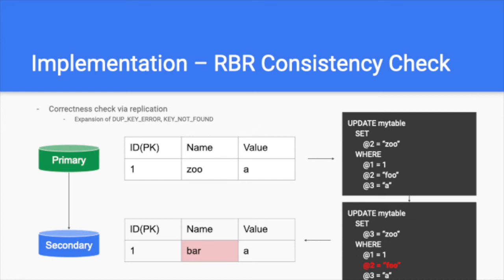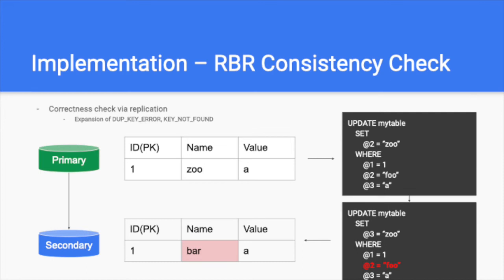So how do we identify the issue with the consistency checking replication? For RBR, the events will roughly look like this. On the primary, an update was executed against the table, updating the value from foo to zoo as part of the DML. With traditional replication, this will just silently happen on our replica, overriding the wrong value bar with zoo, which resyncs the drift and makes the inconsistency disappear.